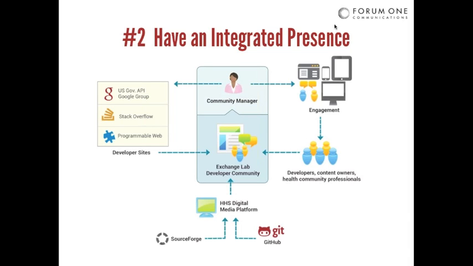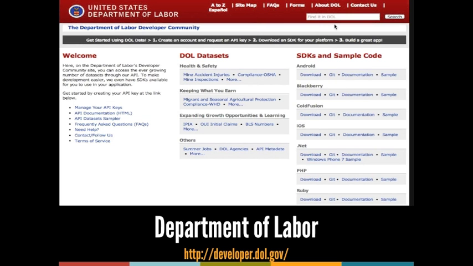A great model to follow is the developer section of the Department of Labor's website. When a developer comes here, it's very clear to them what they can do with the Department of Labor's data. They can see the different data sets that are available. They can see the SDKs that they would need to download to understand how they can use the APIs. They can also see sample code.